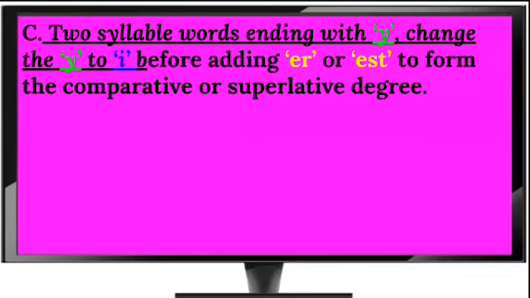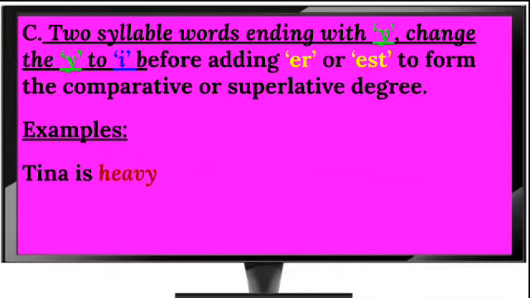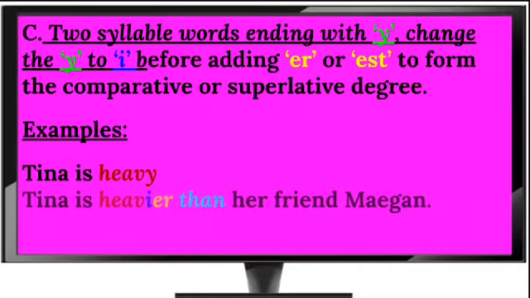Another rule. Now, two syllable words ending with y. Change the y to i before adding er or est to form the comparative or superlative degree. So let's have an example. So here we have our positive. Tina is heavy. Comparative. Tina is heavier than her friend Megan. So Tina is being compared with Megan, two persons.